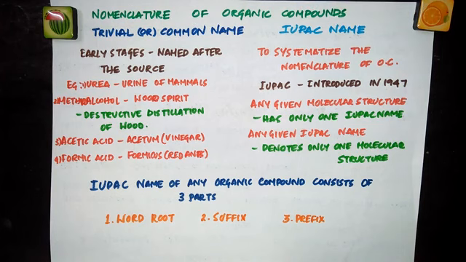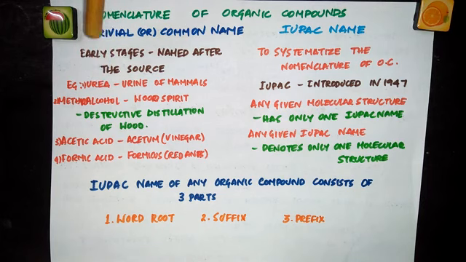In early stages of the development of organic chemistry, the organic compounds were named after the source from which they were isolated. For example, if you take urea, urea got its name since the compound was first obtained from the urine of mammals. Similarly, when you take methyl alcohol, it was called wood spirit because it was obtained by destructive distillation of wood. Since it is obtained from wood, methyl alcohol was called wood spirit.